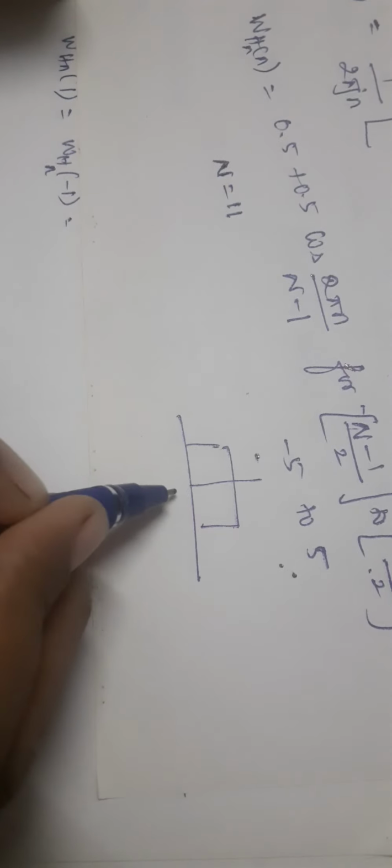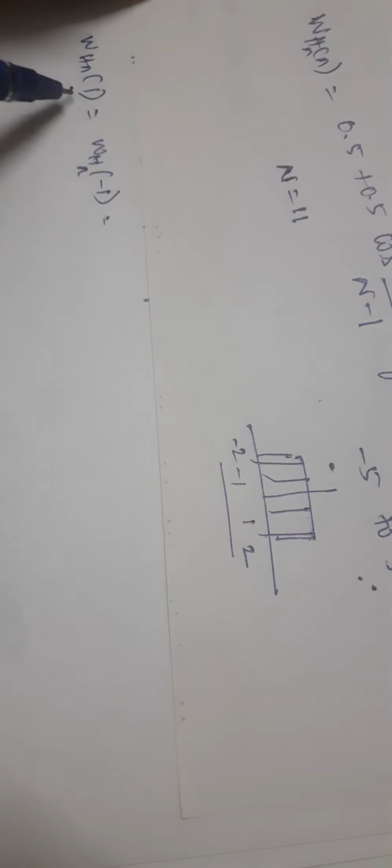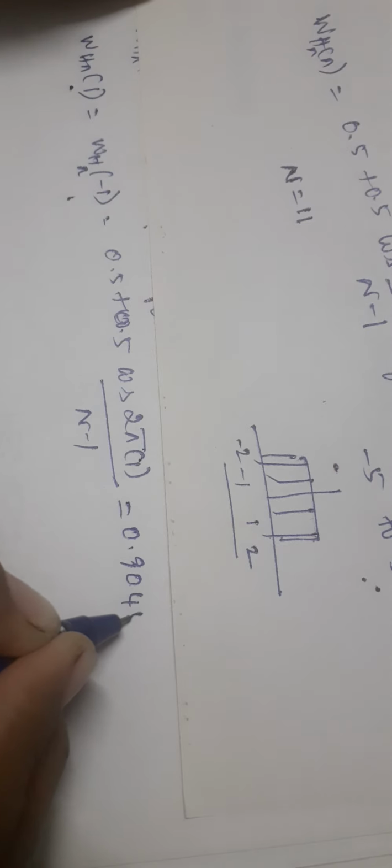Next, WH of 1 is equal to WH of minus 1. Since we are having minus 5 to plus 5, the window is symmetric. What is the value of 1? It will be the value of minus 1. What is the value of minus 2? Equal to the value of plus 2. So minus 1 and plus 1 are equal. So 0.5 plus 0.5 cos of 2 pi, instead of n it is 1, divided by n minus 1. On solving this, you will get the answer of 0.9045.